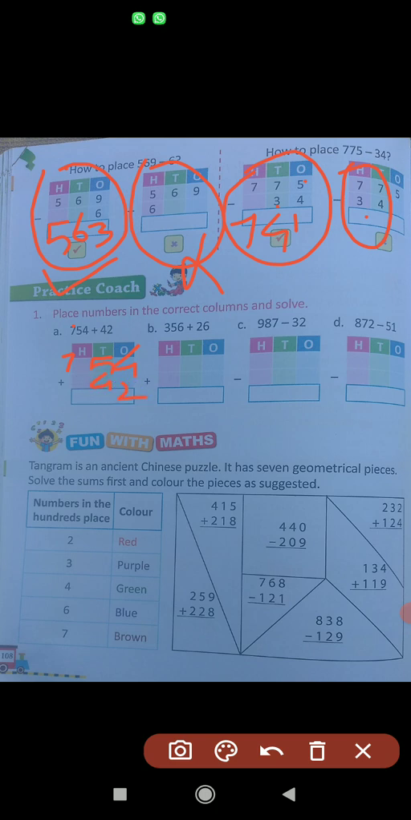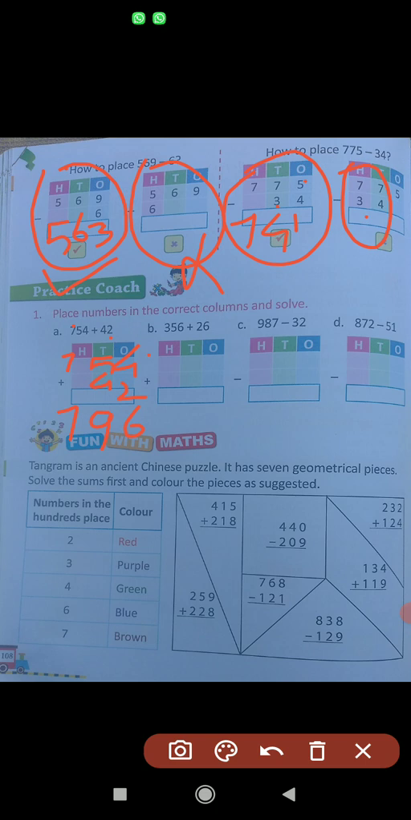754 plus 42. Add these numbers, see the ones place numbers. 4 plus 2 is equal to 6. Write 6 in the ones place column. Then add the tens place column. 5 plus 4 is equal to 9. Write 9. And then 7 will be as it is in the 100 place column. The answer is 796. 796 is the sum. Okay.